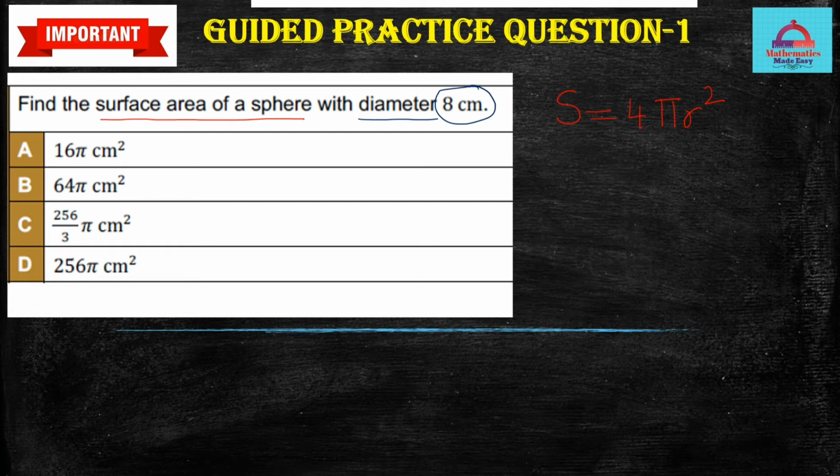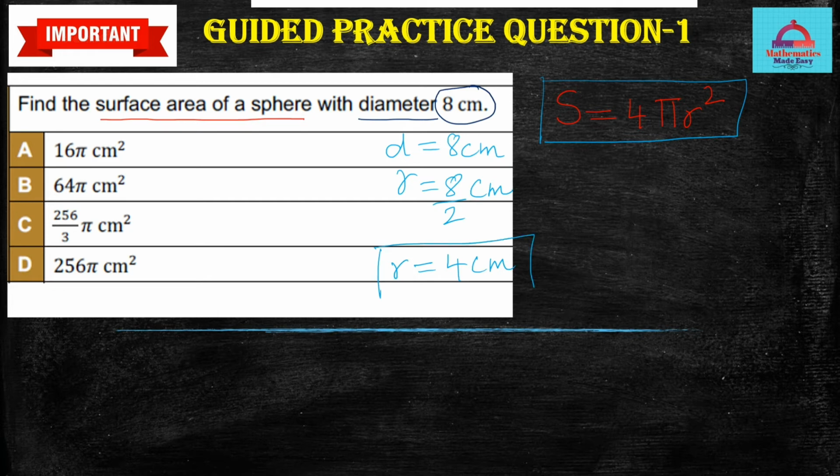Here you are given in the question the diameter, which is 8 centimeter. But what you need for the answer is radius. So let's find the radius. For that we divide by 2. So the radius of your sphere is 4 centimeters. Now we just need to do substitution here. Let's plug in the values.